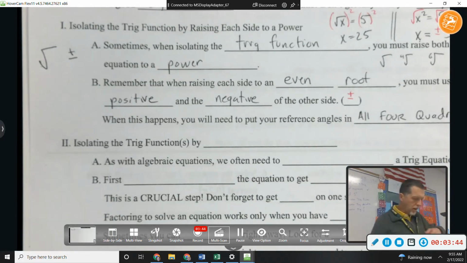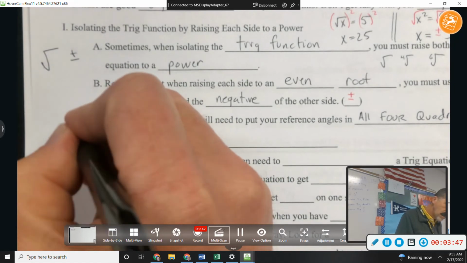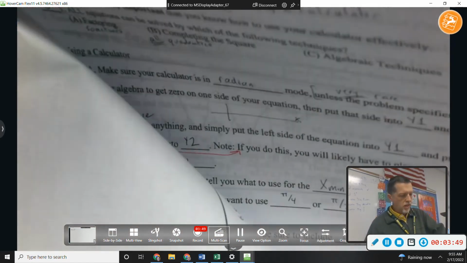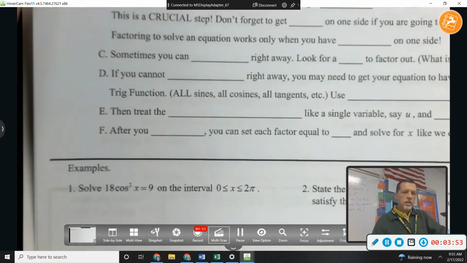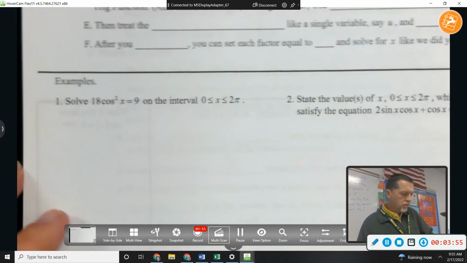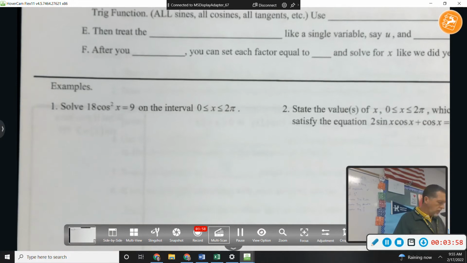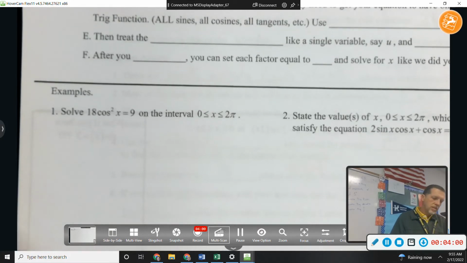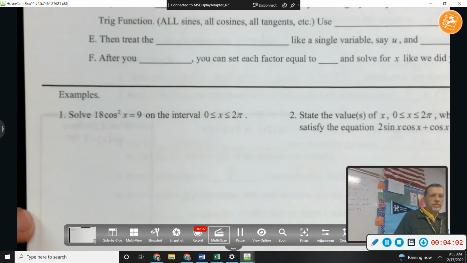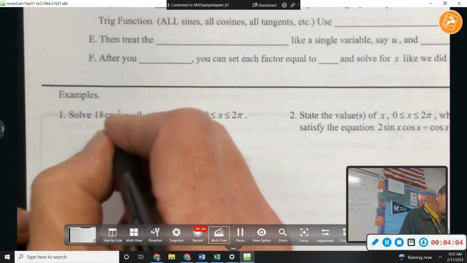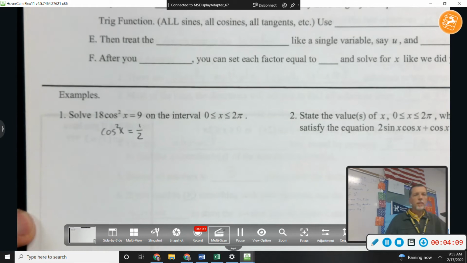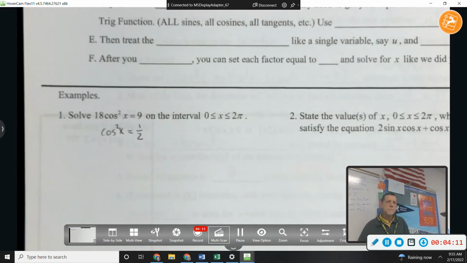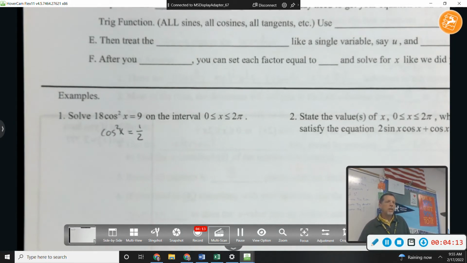You know what? Let's skip down and do number 1 while we're thinking about that. 18 cosine squared x equals 9. So what should we do first? Let's divide by 18. So cosine squared of x equals 1/2. Then we'll square root both sides.